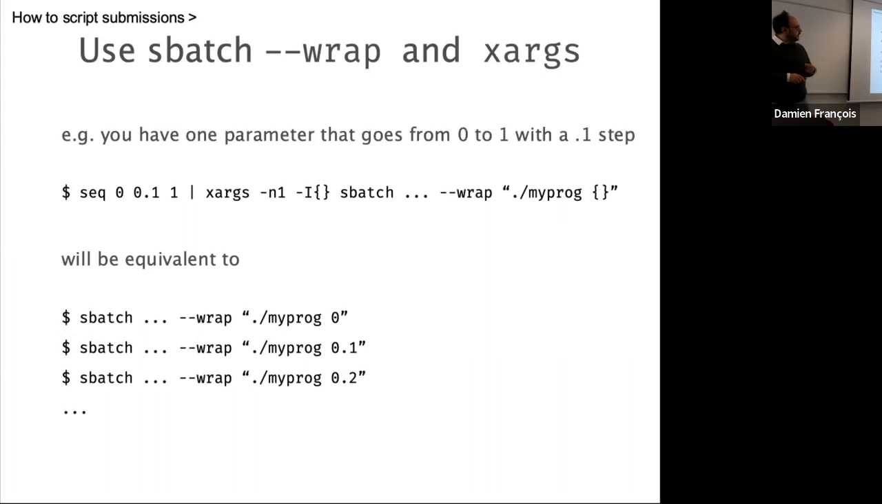Here is another example where we could see this as a parametric study, where you have a parameter that needs to go from 0 to 1 with a step of 0.1. Again, here, seq will create the whole sequence, and then xargs will take each element of the sequence and put it here at the place of the placeholder. So this whole line will be equivalent to 10 lines here, all the same, except for this part here that will be replaced with each element of this sequence.